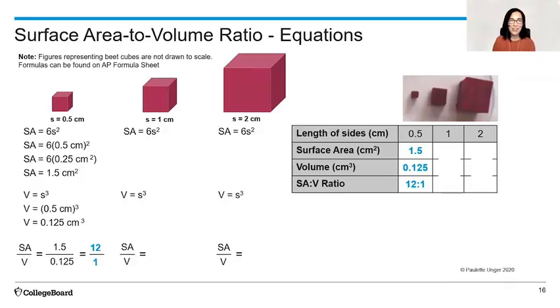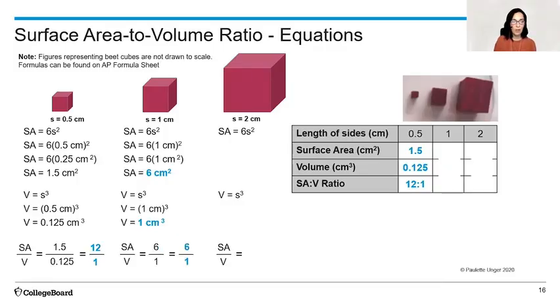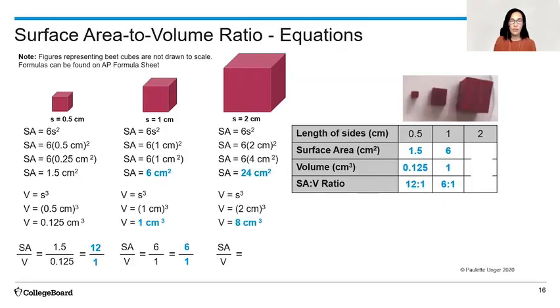Okay, so let's see what you have. For this 1 centimeter cube, the surface area is 6 centimeters squared, and the volume would be 1 centimeter cubed. So when we set up our ratio of surface area to volume, we get 6:1 for our 1 centimeter cube. For our 2 centimeter cube, you should have gotten a surface area of 24 centimeters squared and a volume of 8 centimeters cubed. So when we set up our surface area to volume ratio, we get 24:8 or 3:1.